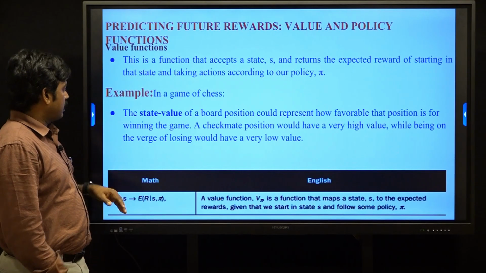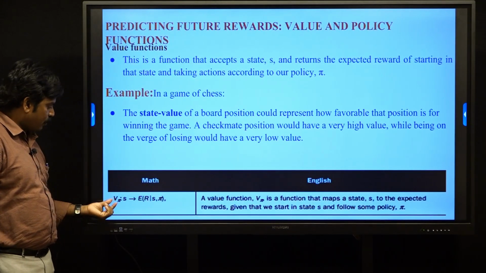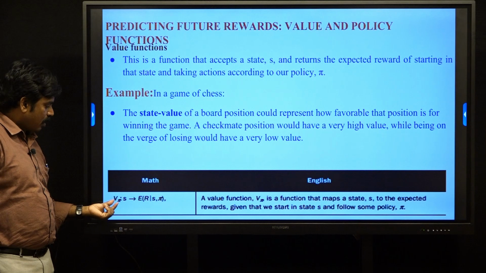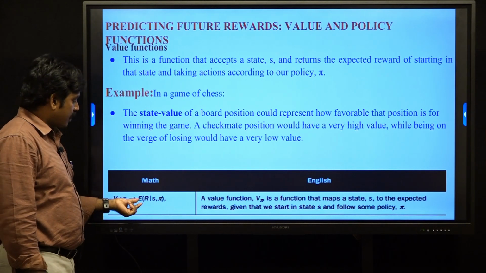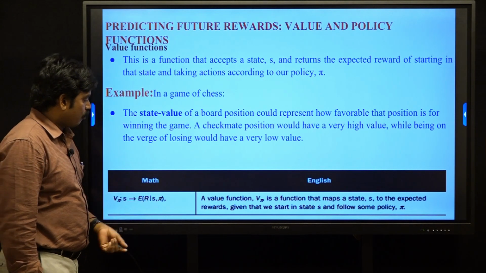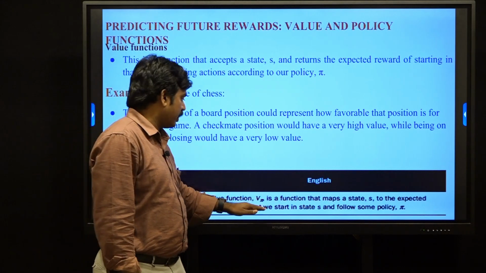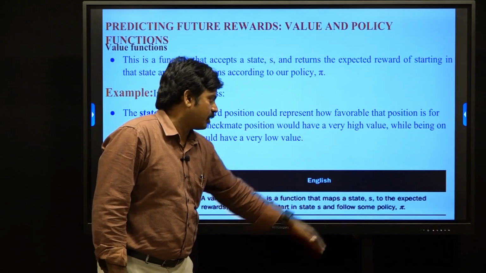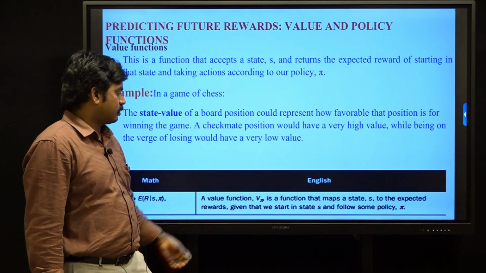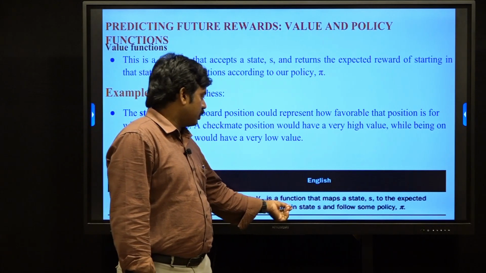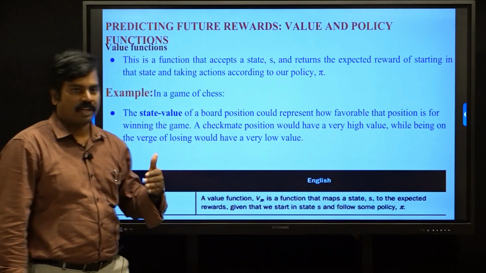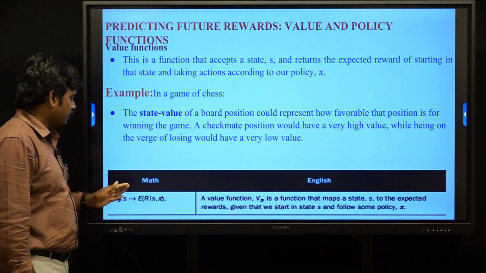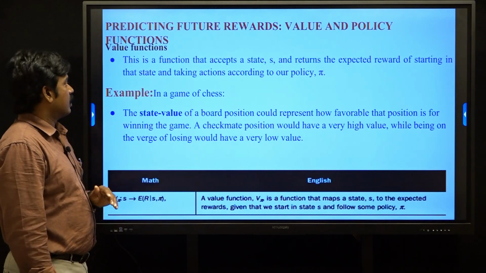We calculate that using the value function V of the state under a particular policy, which is equal to the expected reward of the state under that policy. The value function V pi is a function that maps a state S to the expected rewards, given that we start in state S and follow some policy pi. It is a mapping function from states to rewards.